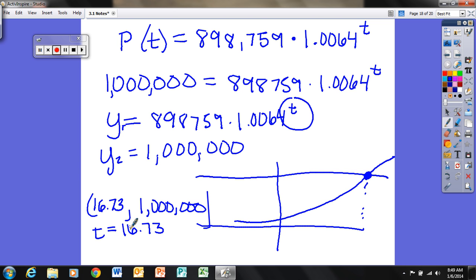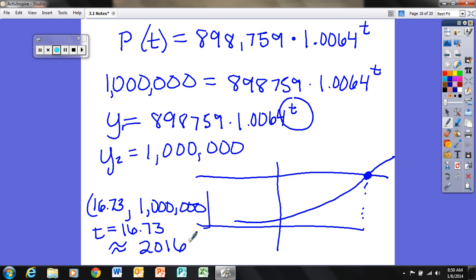Well, what does that mean? That means that the population will surpass 1 million people 16.73 years after the year 2000. So, sometime in 2016, the population of San Jose, California will surpass 1 million people. And that's how you do a population problem like that.